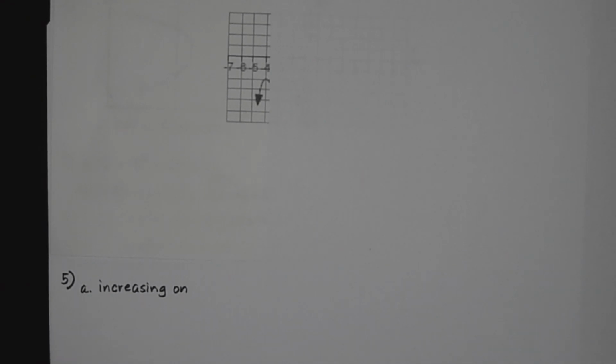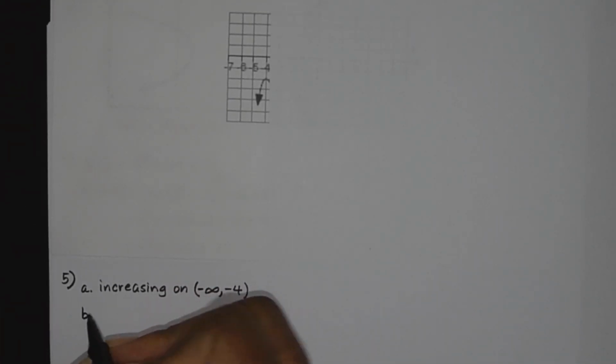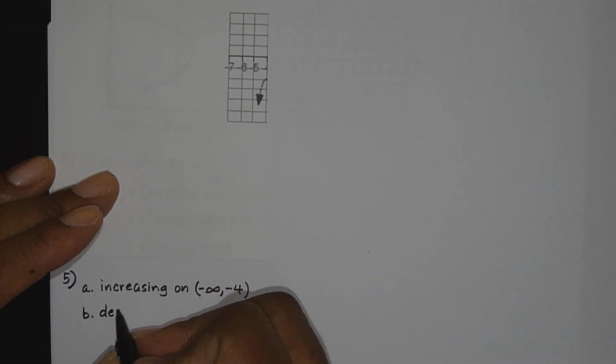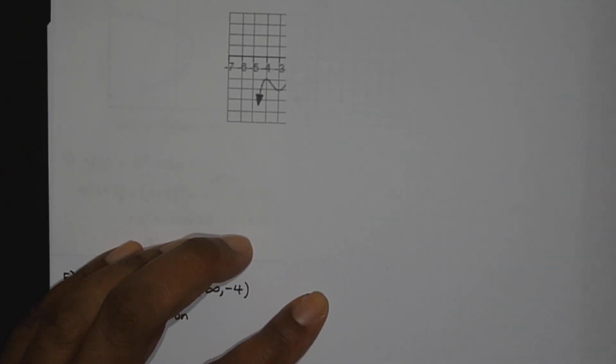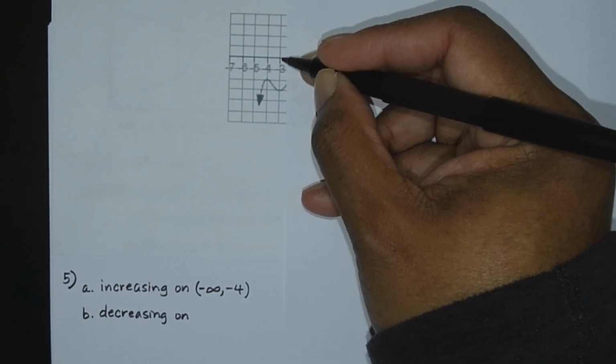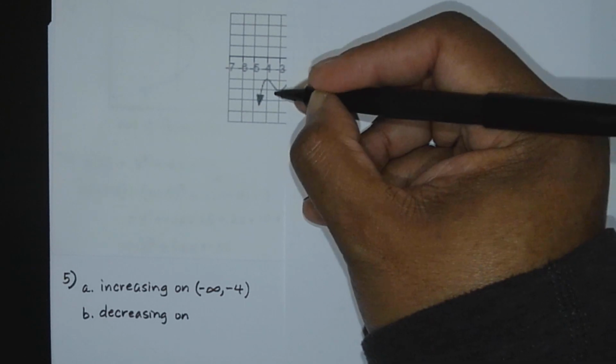So I'm going to say increasing on negative infinity up to negative 4. Okay, let's see, part B is decreasing. Because after -4, it starts to decrease, and then it reaches its lowest point. So between -4 and -3, the graph is decreasing.